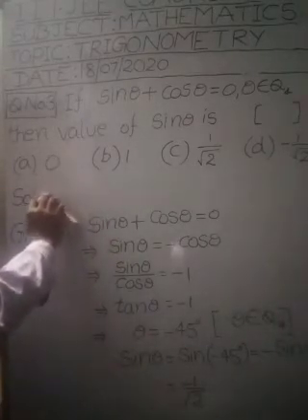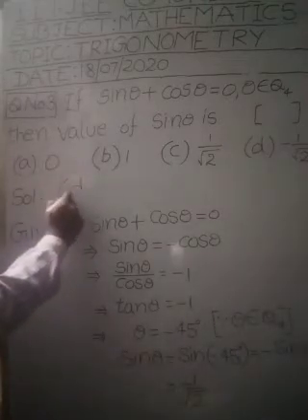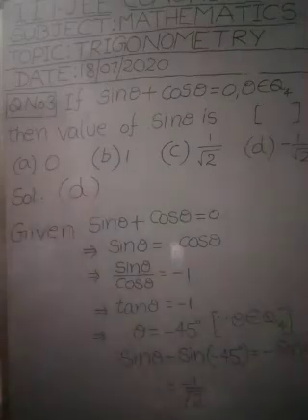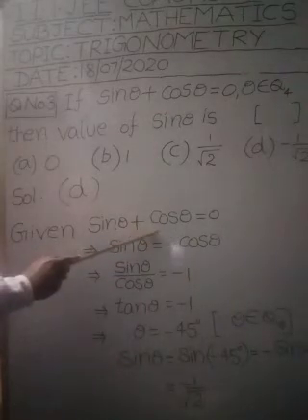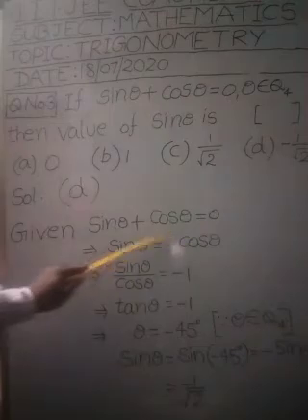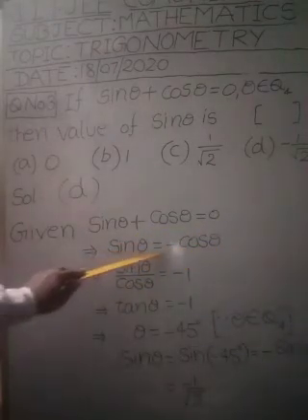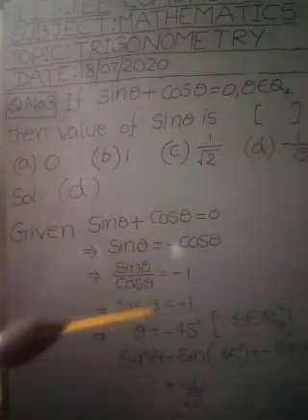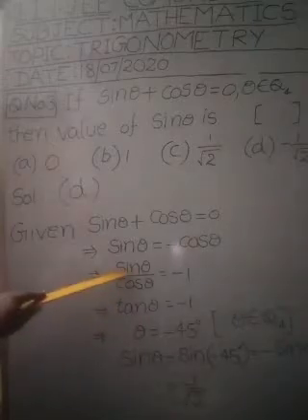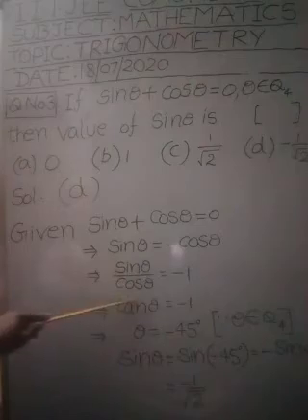How is this fourth option the correct answer? Let us check. Okay, my dear children. See here. Let us take the given expression: sin theta plus cos theta is equal to 0. Now I am sending cos theta to the RHS, then it becomes minus cos theta. So this implies sin theta is equal to minus cos theta. Now I am taking cos theta to the LHS, so sin theta by cos theta is equal to minus 1. Understood this step, my dear children?